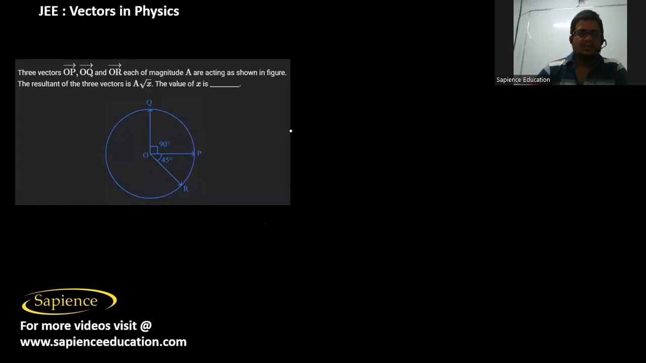Then here it is told 3 vectors OP, OQ and OR, each having magnitude A, are acting as shown in the figure. The resultant of the 3 vectors is A root x. Then the value of x is.